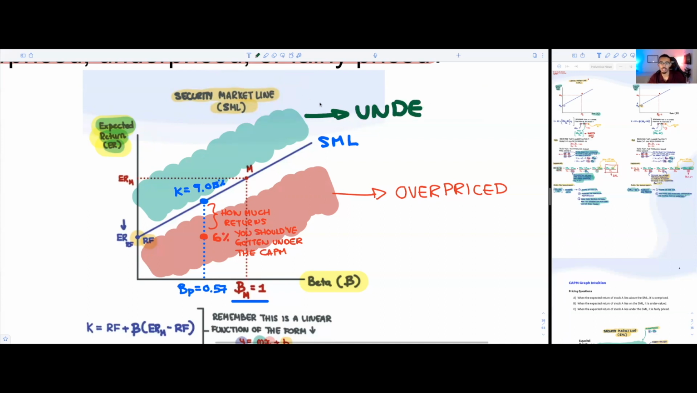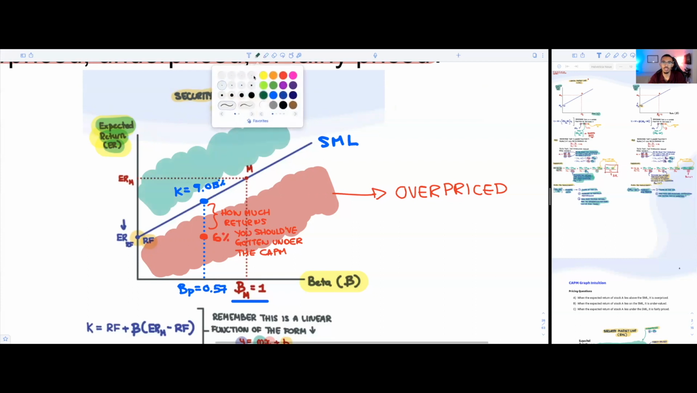I don't know why I wrote it like that. My bad. There you go. This will be considered to be underpriced.